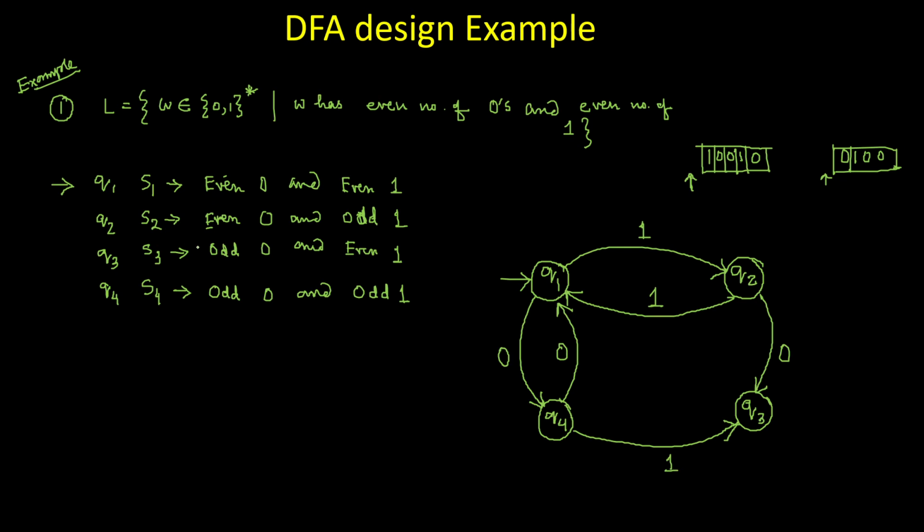What about Q3? You are in odd 0, even 1. If I get a 0, odd 0 will become even 0, right? So even 0, even 1 will happen. And even 0, even 1 means Q1. I'm sorry, I think I made a mistake. Just a minute. Q3, odd 0, even 1.